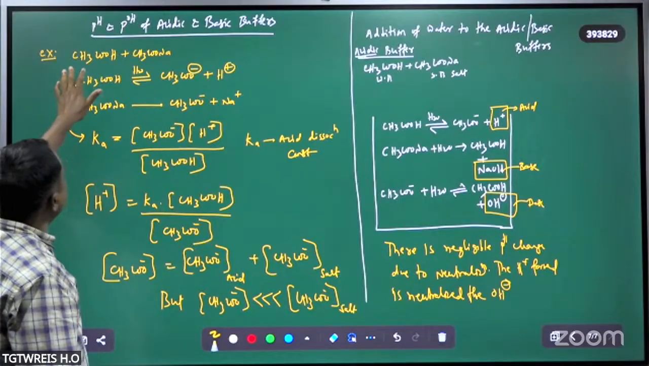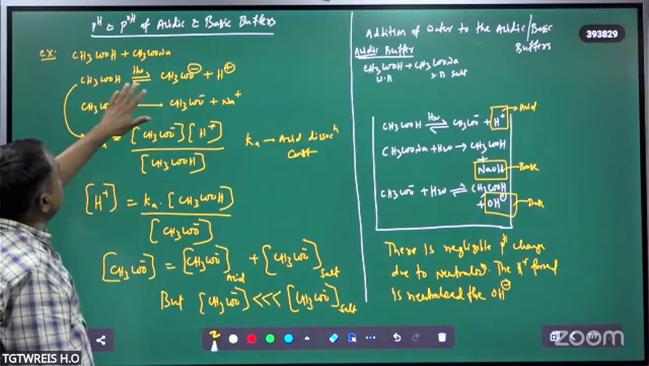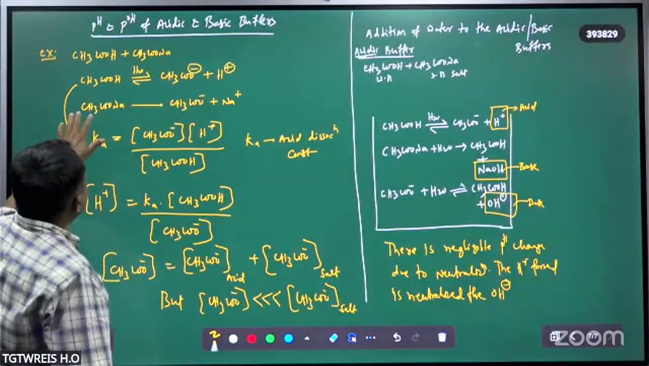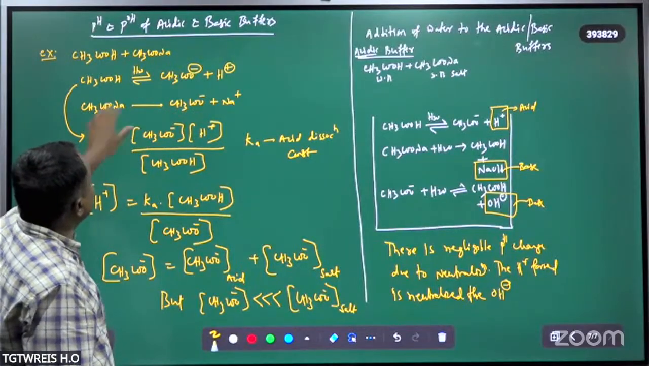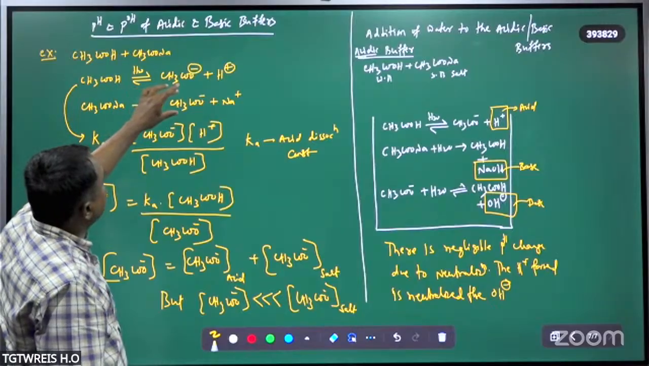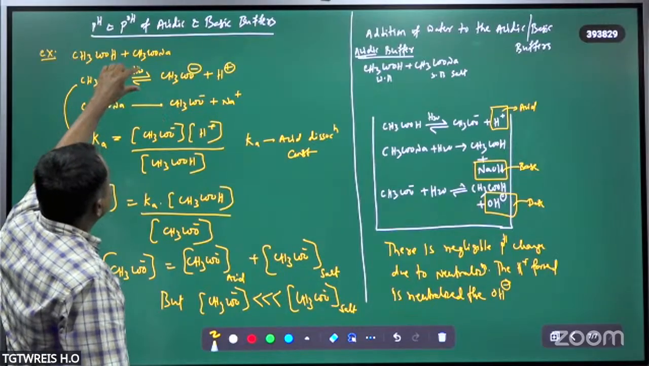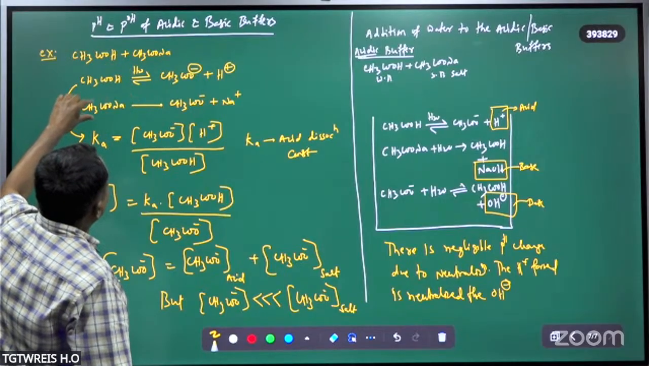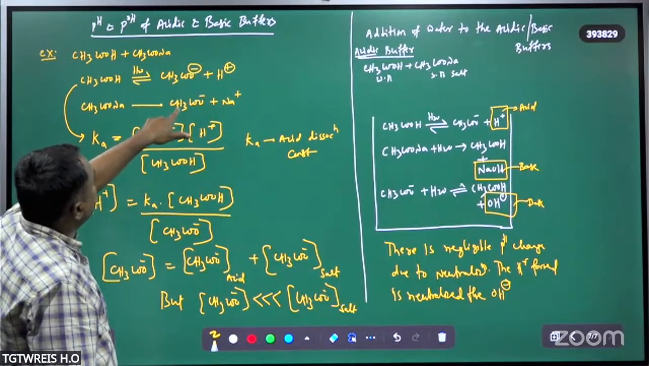Again, I will explain. This is the acidic buffer. When dissolved in water, the acid will ionize to acetate anion and H plus, and this is reversible. CH3COONa also ionizes, but it is a strong electrolyte, so it undergoes complete ionization, and that is irreversible. That's why you get more acetate anions.